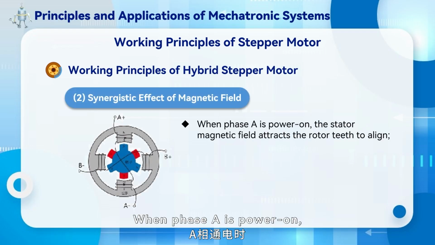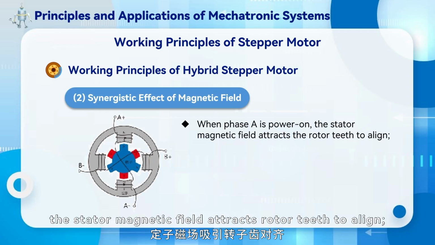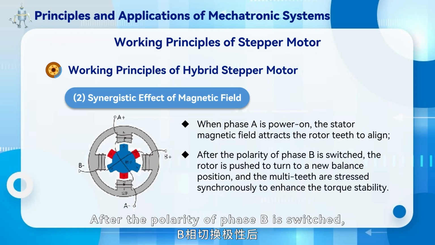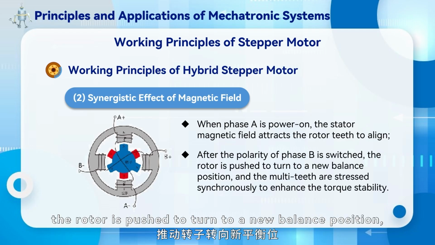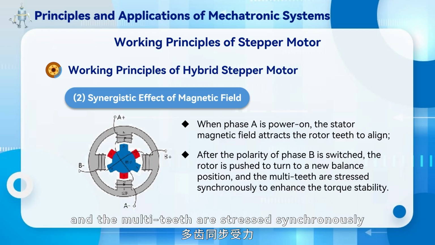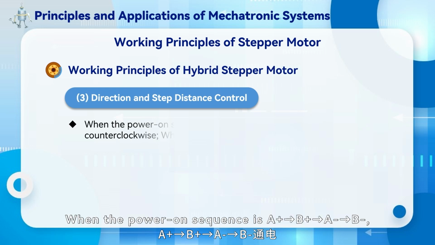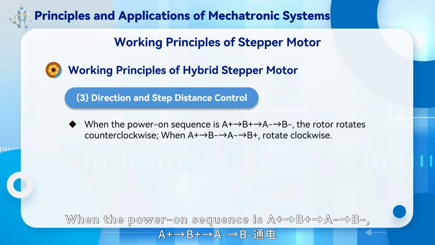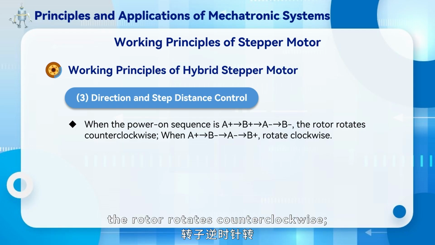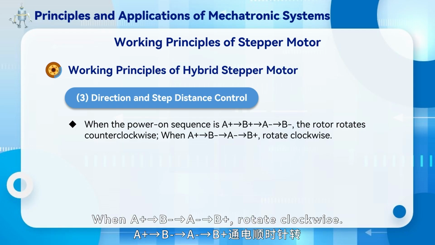When phase A is power on, the stator magnetic field attracts rotor teeth to align. After the polarity of phase B is switched, the rotor is pushed to turn to a new balanced position, and the multi-teeth are stressed synchronously to enhance the torque stability. The power-on sequence of the hybrid stepper motor determines the direction of rotation. When the power-on sequence is A+, to B+, to A-, to B-, the rotor rotates counterclockwise. When A+, to B-, to A-, to B+, it rotates clockwise.